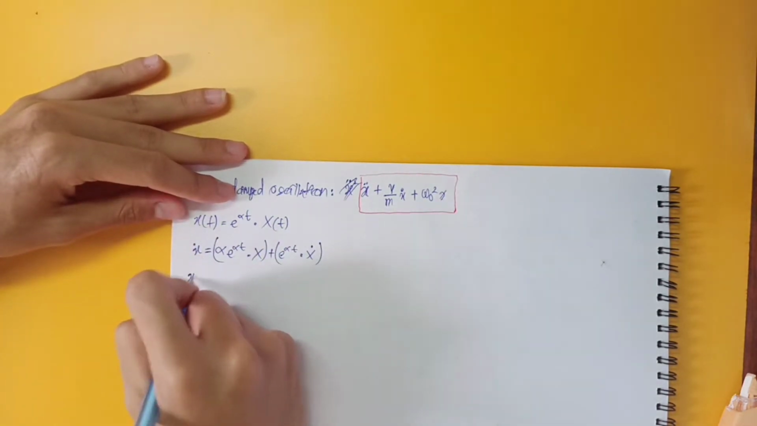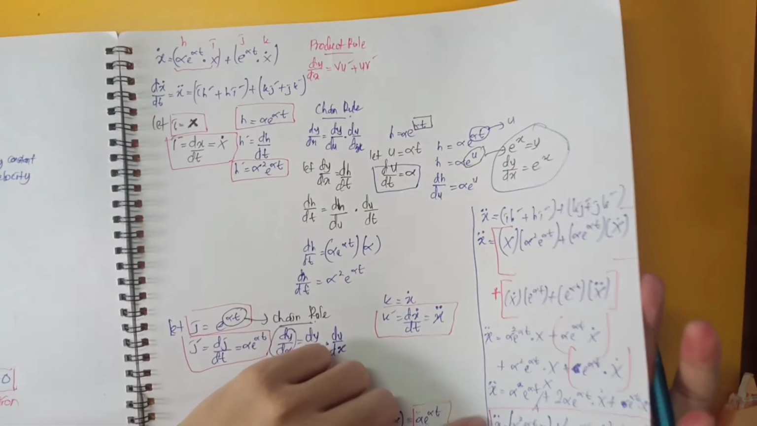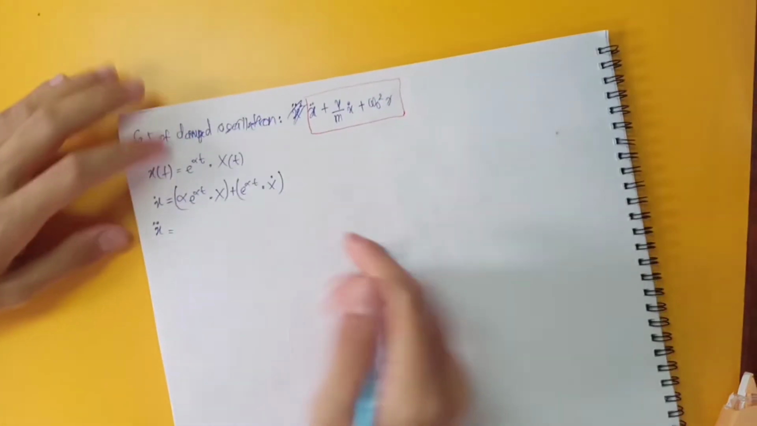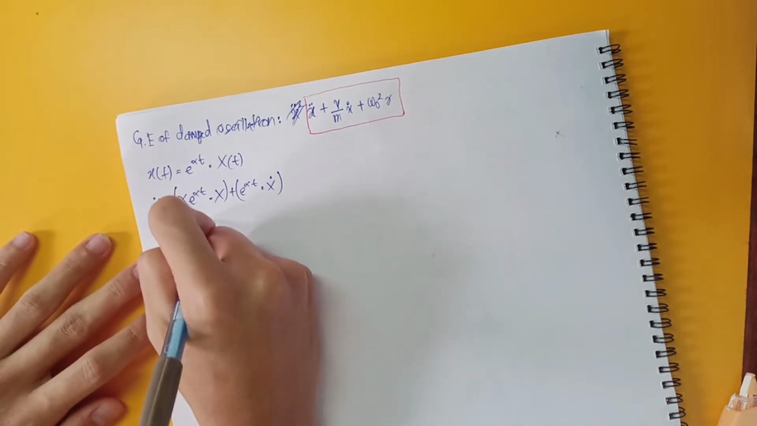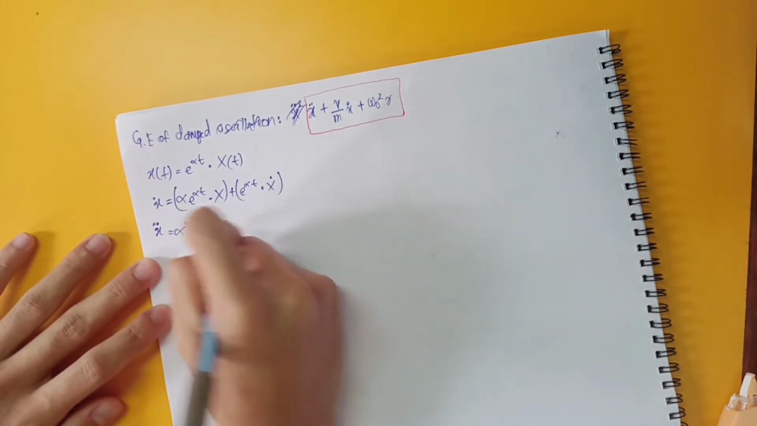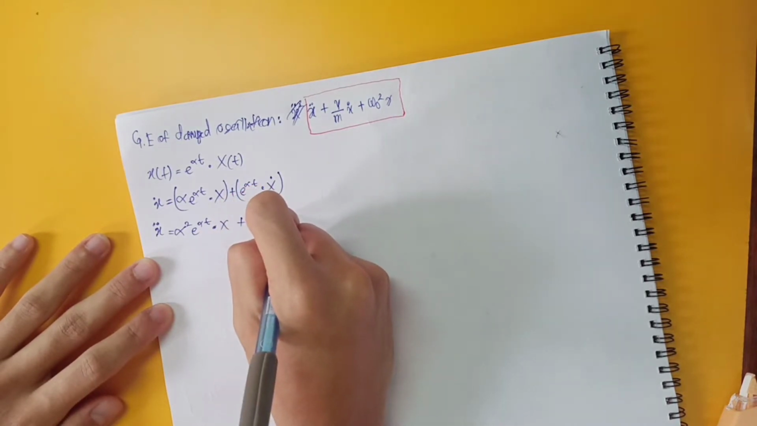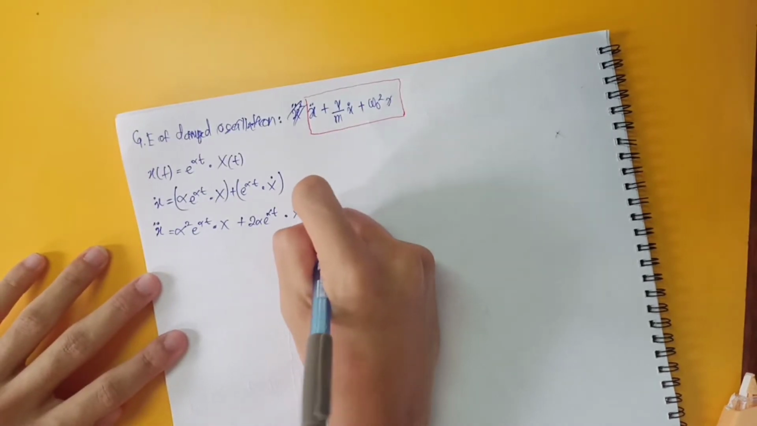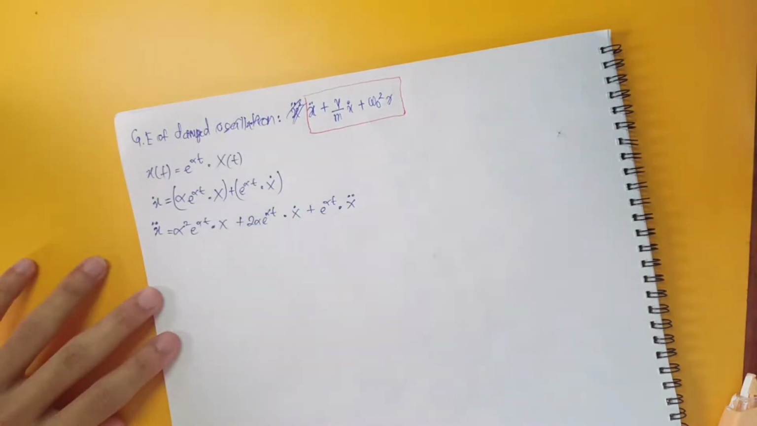Now another equation, which is the acceleration, equal to alpha squared exponential power of alpha t times X, plus 2 alpha e power of alpha t times x single dot, plus exponential power of alpha t times x double dot. Okay.